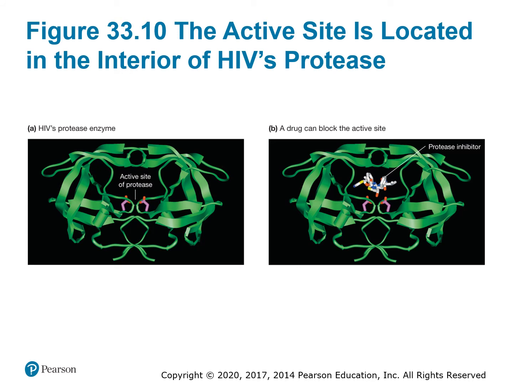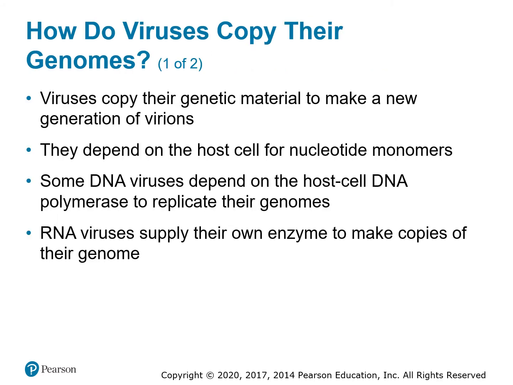Here we have the active site of protease, and over here you have the competitive inhibitor that basically blocks the site, making it unavailable. So how do they copy their genome? It really depends on the type of virus that you're looking at, but overall they all have the same thing. They want to make sure that they are in a code that the cell can read.